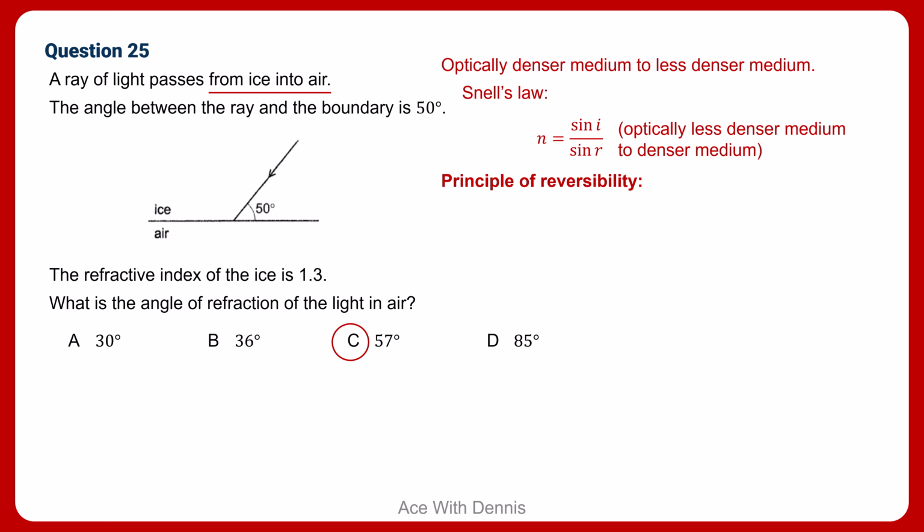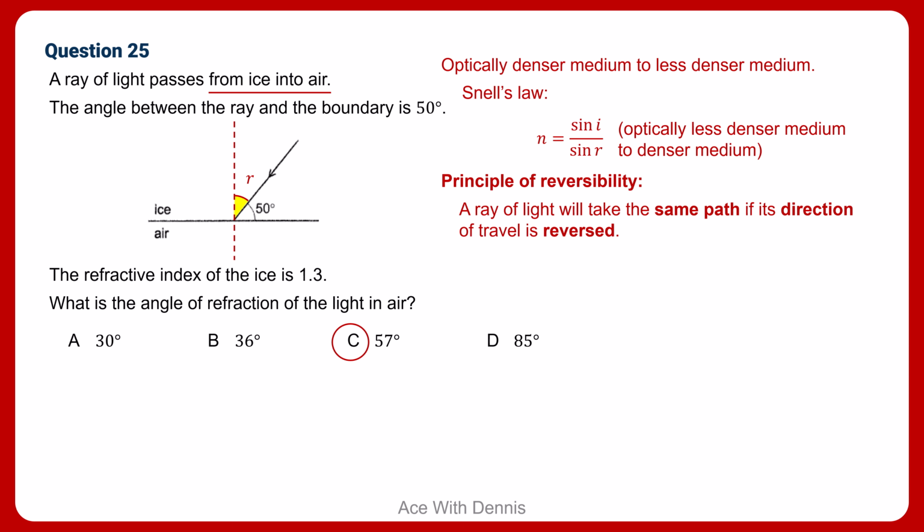According to the principle of reversibility, a ray of light will take the same path if its direction of travel is reversed. Therefore, for our case, since the ray of light travels from optically denser medium to less dense medium, we can treat the angle of incidence as the angle of refraction and the angle of refraction as the angle of incidence. So this is the normal, which is perpendicular to the boundary, and this is the angle of refraction. Remember, as I said, we are reversing the path.